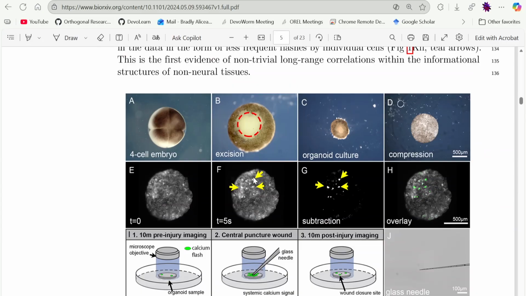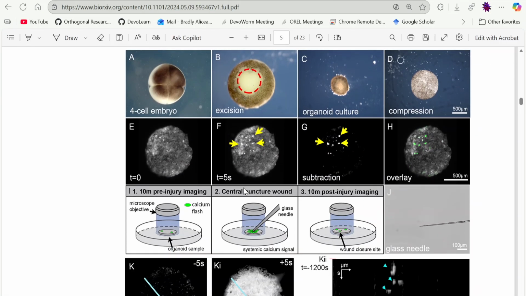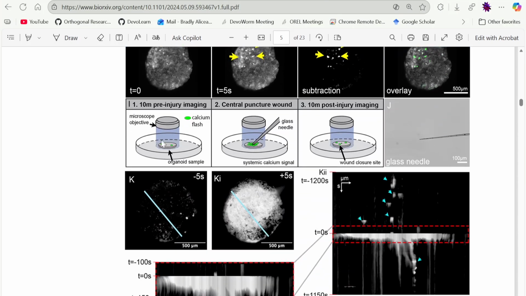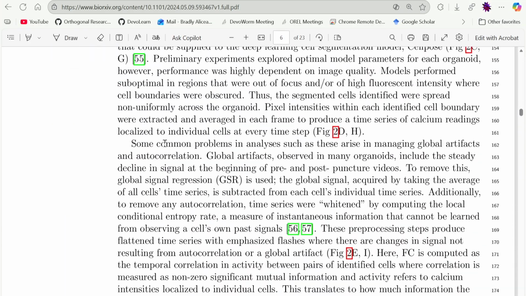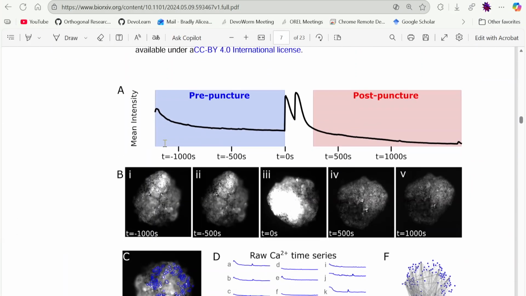It looks like they just do the organoid examples. They have a 4-cell embryo picture here, and then they take it apart, and you're going, why would they do that? It's a perfectly good system just as an embryo. Yeah, this is where they show the pre-puncture and post-puncture data.